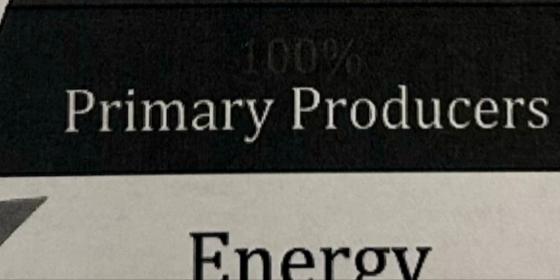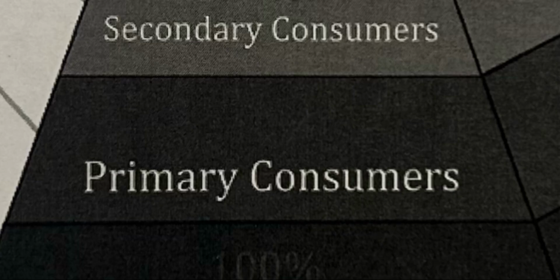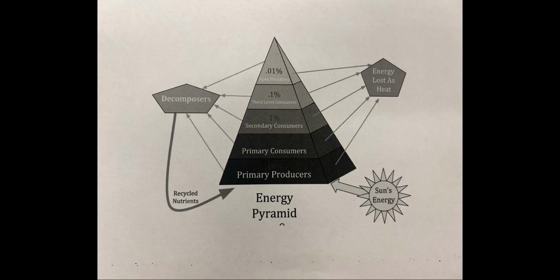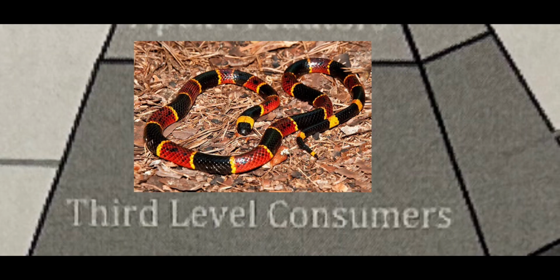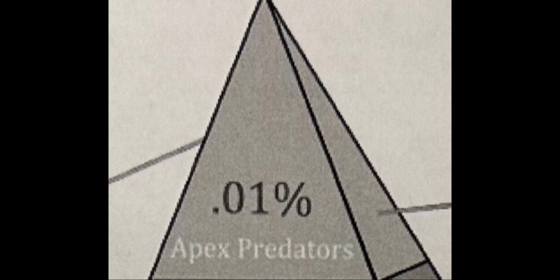The first consumers are called primary consumers and include all herbivores who eat vegetation. All consumers above the primary producer are heterotrophs because they eat others. Those other ones include secondary consumers, third-level consumers, and apex predators, which is what you are.